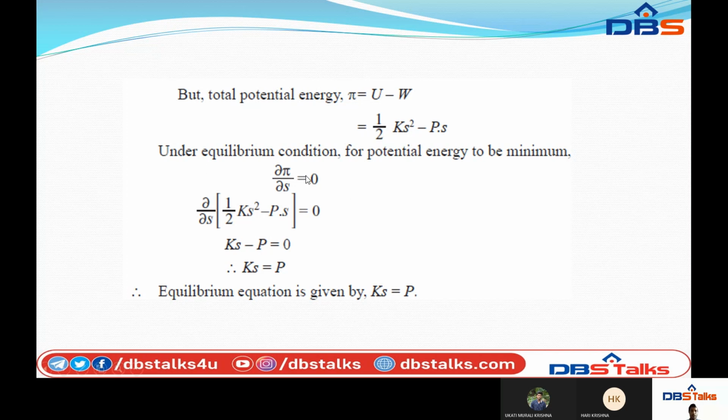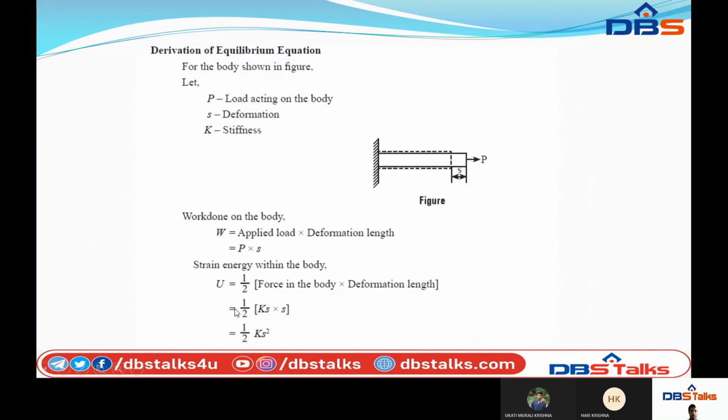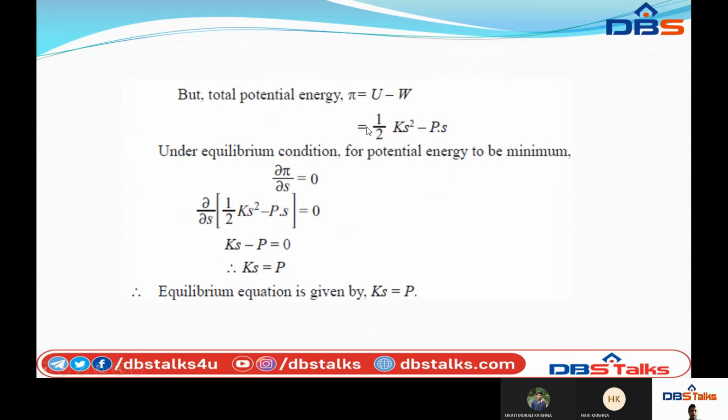∂π/∂s = 0. Then ∂/∂s of π in terms of the value: π is half Ks² minus P into S. By cancelling s² and s, we get Ks minus P equal to 0. Then Ks equals P. The equilibrium equation is given by Ks equal to P.